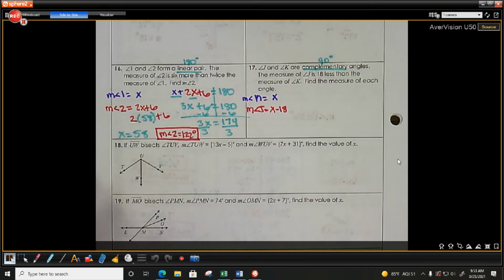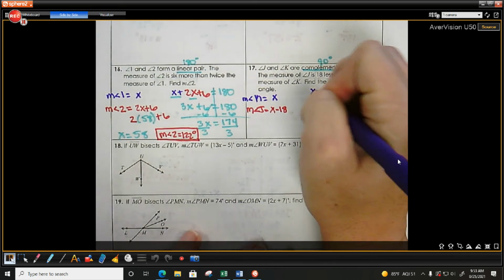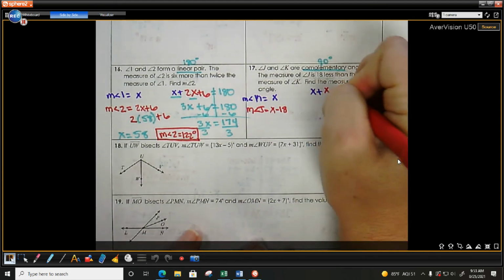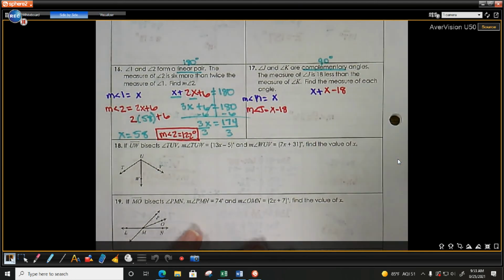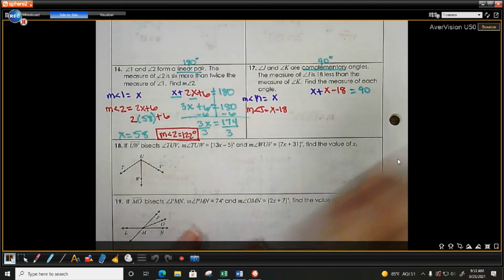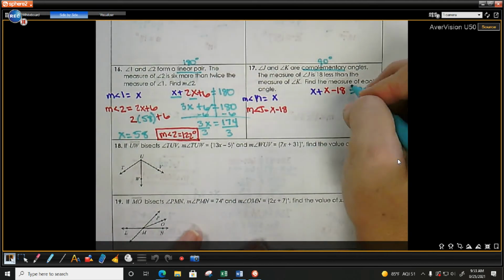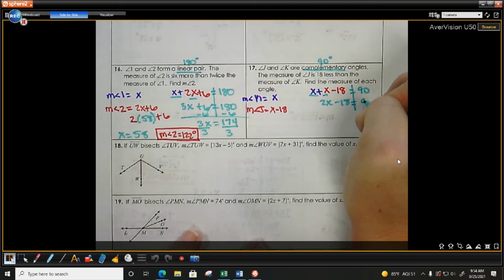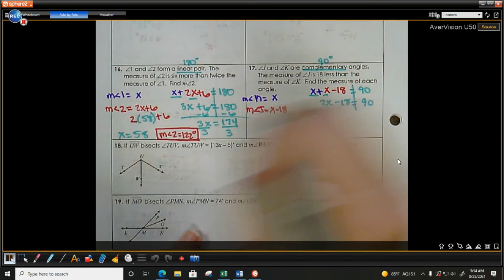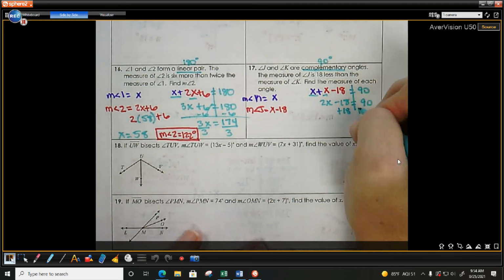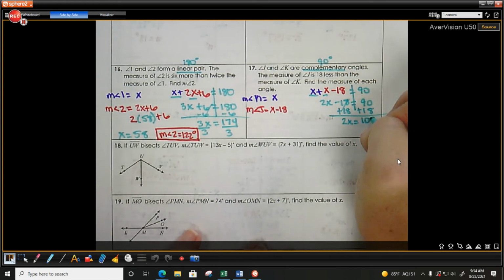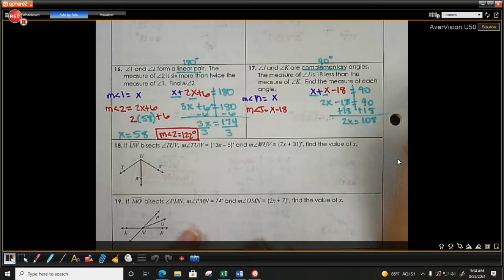180? 90, because complements are always right. So add your two angles and set it equal to 90. So then I get 2x minus 18 equals 90. Add 18, and I get 2x equals 108. Divide by 2, and I get x equals 54.